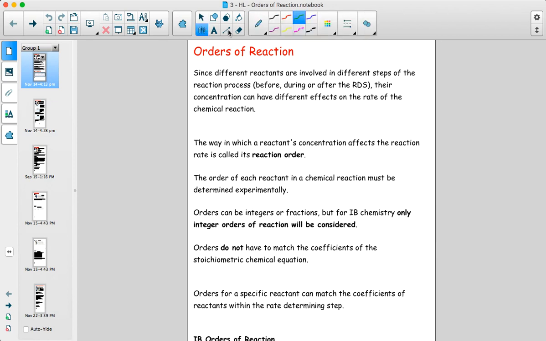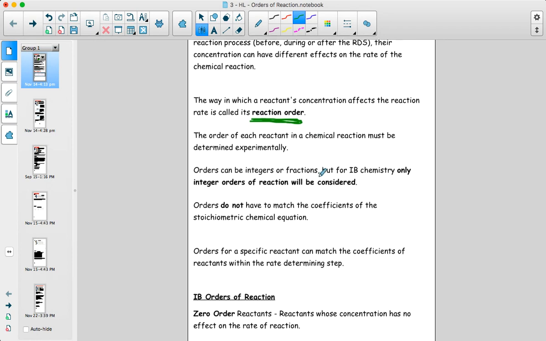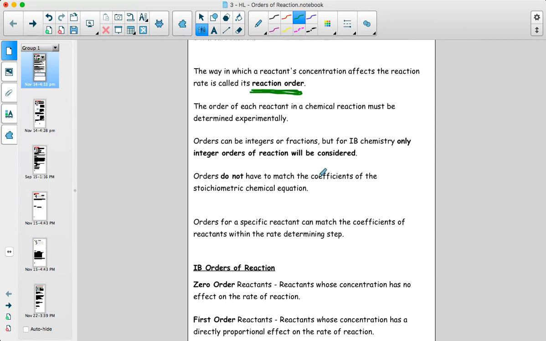The way in which the concentration of a given reactant affects the overall reaction rate is called its reaction order. The order of each reactant in a chemical reaction must be determined experimentally. You cannot determine it just from looking at the stoichiometric equation. Orders of reaction can be integers or fractions, but for our consideration with DP chemistry, we're only going to look at whole number orders of reactions. And really, we're going to look at three, those that are called zero, first, and second order reactions.